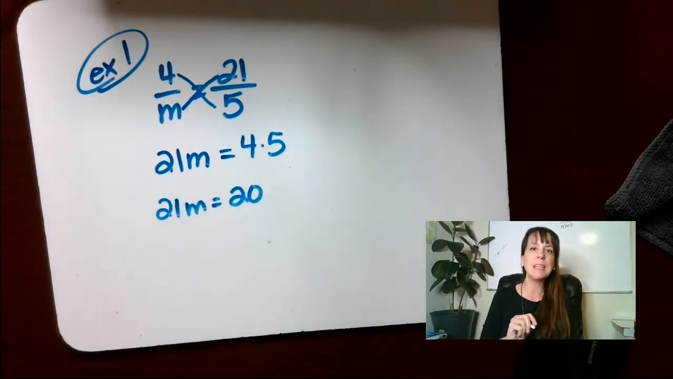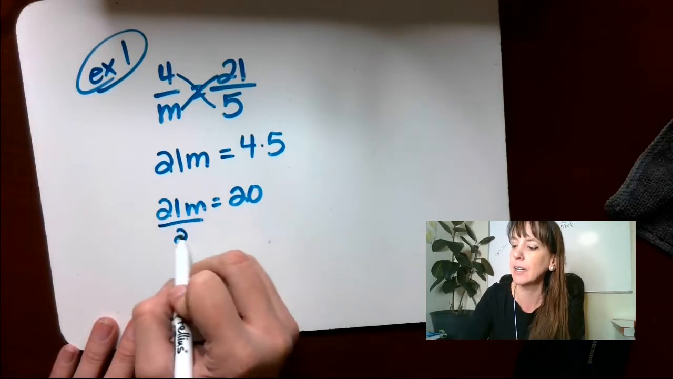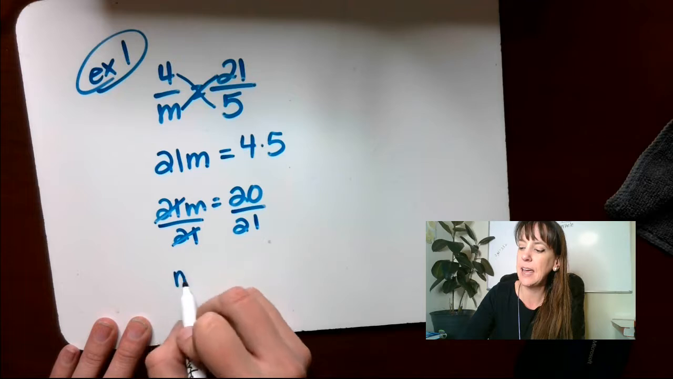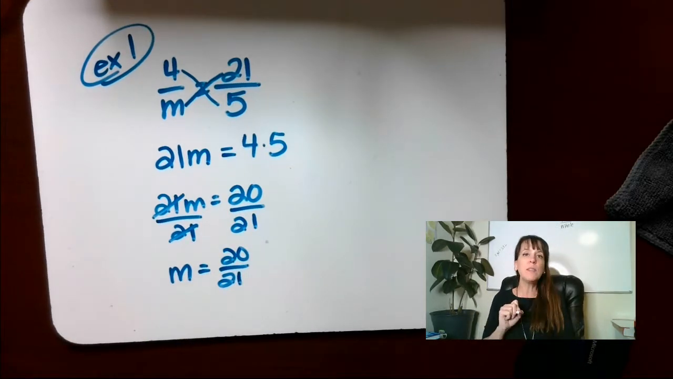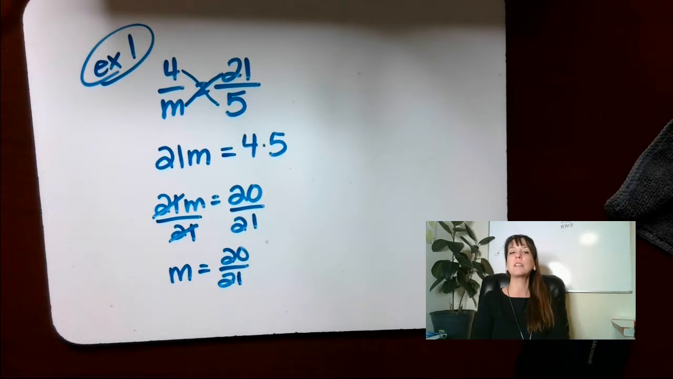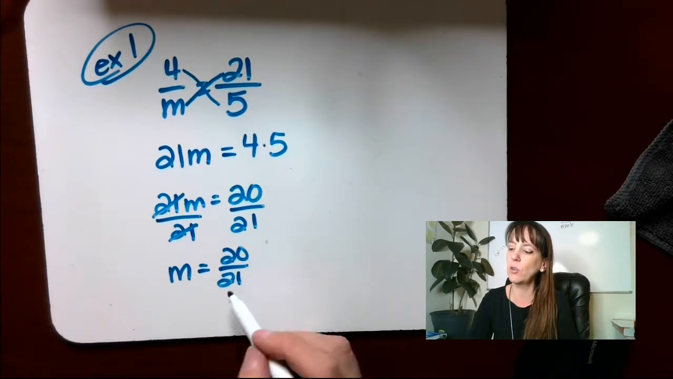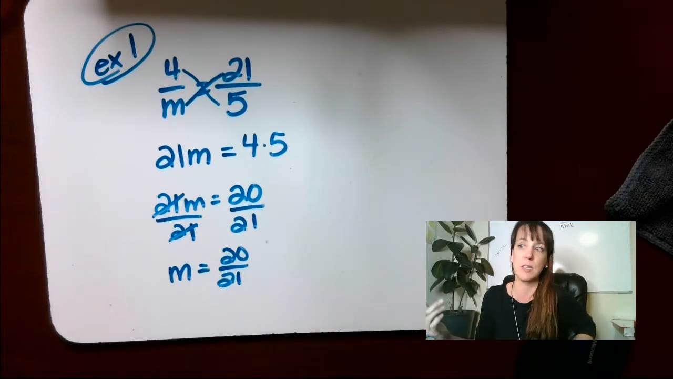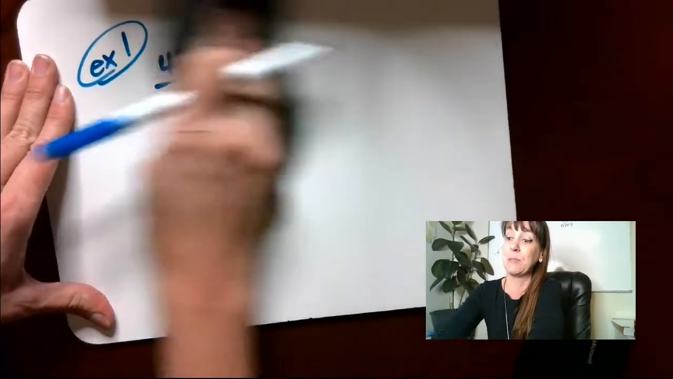To get m by itself, we are multiplying. The opposite of multiply is divide. Divide both sides. This cancels out with this, and m equals 20 over 21. You can leave it in fraction form. In fact, you should leave it as a most reduced fraction. The only things that go into 21 are 3 and 7, and those do not go into 20, so I can't reduce this. But do not turn it into a decimal.